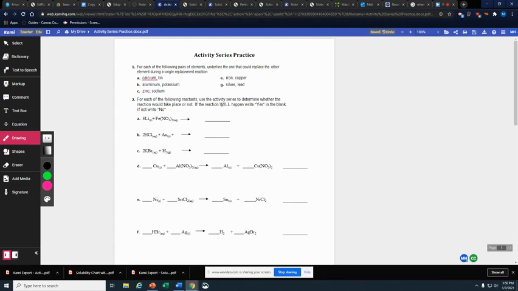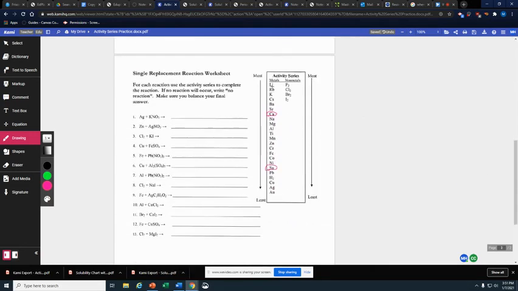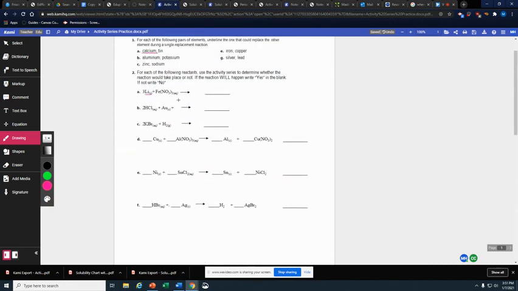For the second part, it says, if it will happen, write yes in the blank. Okay? If it will happen, write yes. So we're going to have to look at our thing that's by itself. Lithium right there. Is lithium higher up on our list? So we're going to have to go back to our list. Is lithium? Oh, it's the highest one up there. So this will happen. So we write yes. So you can do that for these. You're doing the same thing right here.